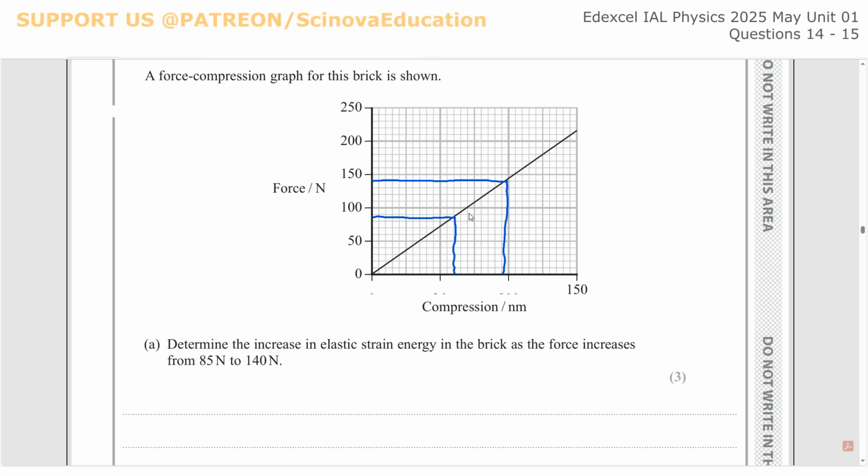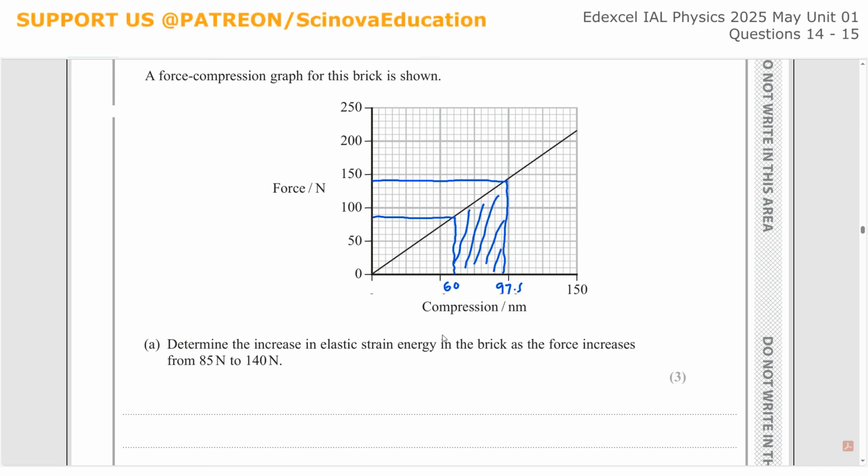compression for that. If you calculate the area under the graph of this section, which is a trapezium, we can calculate the elastic strain energy. So the corresponding compressions are 60 nanometers for 85 newtons and approximately 97.5 nanometers for 140 newtons.